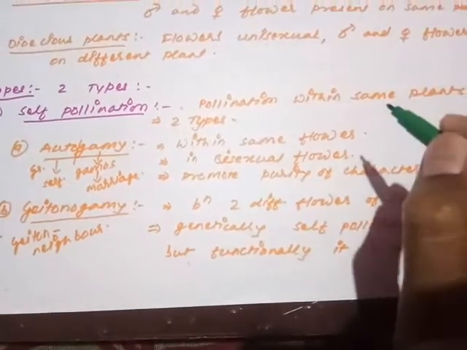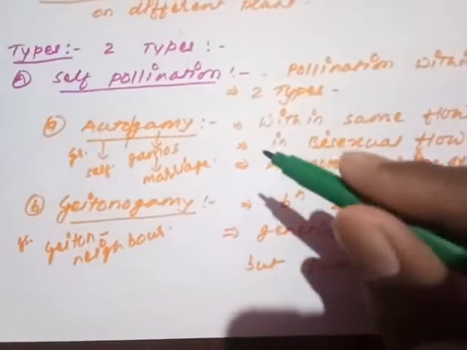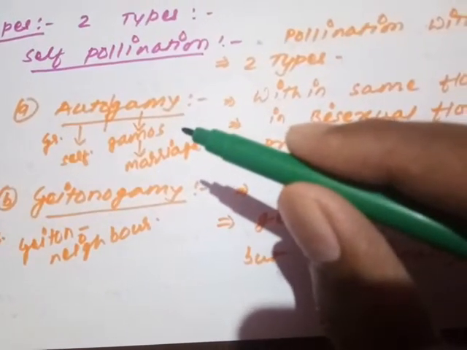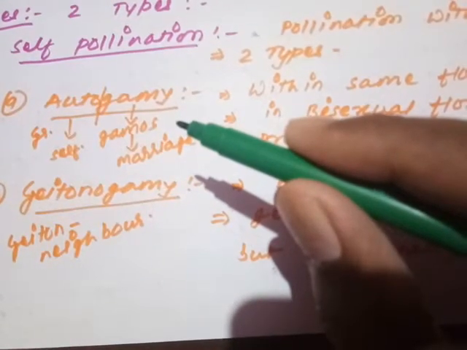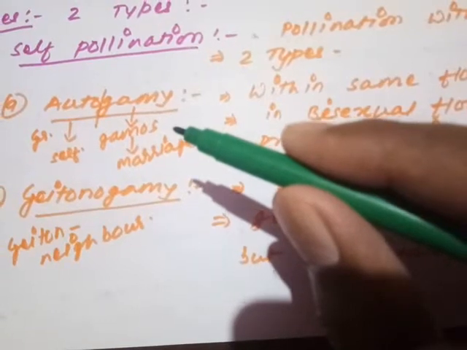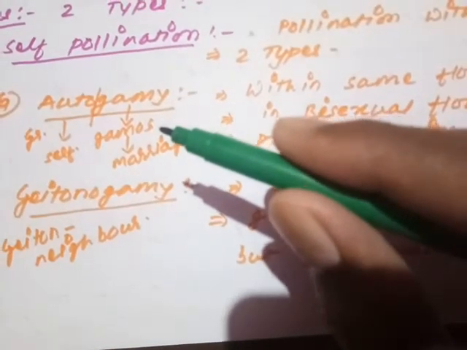Self pollination is again of two types. One is called autogamy, and another one is called geitonogamy. So let us see what the meaning of autogamy is. If we look at the Greek words or the Greek meaning of autogamy, it will be very clear to us. We have to understand autogamy through its etymology.